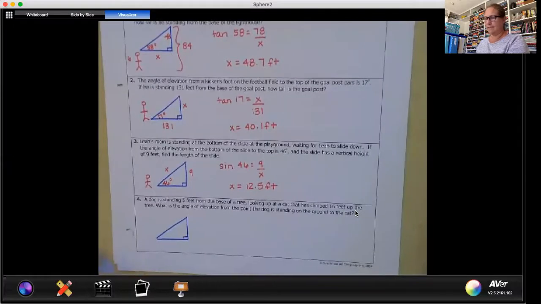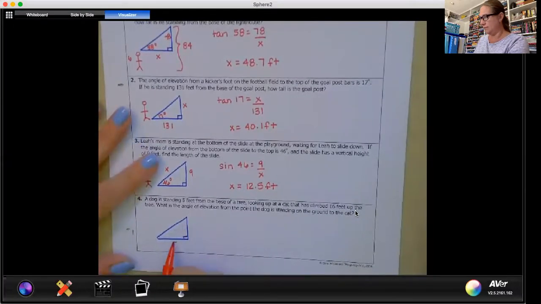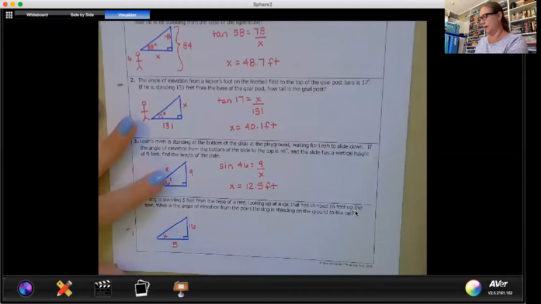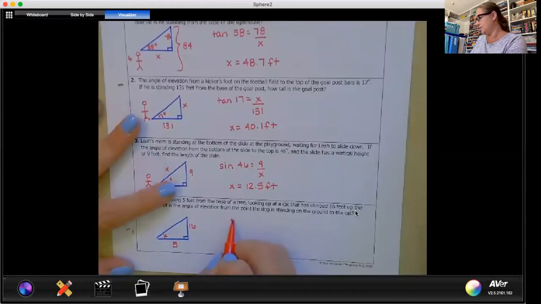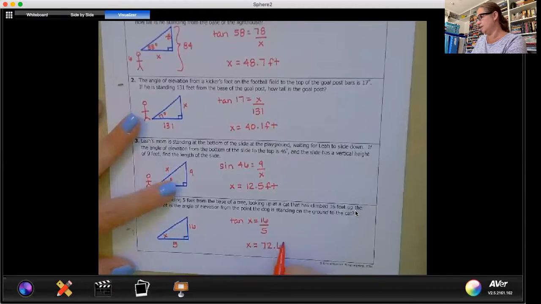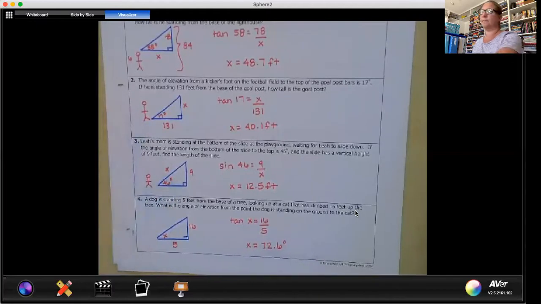A dog is standing 5 feet from the base of a tree, looking up at a cat that has climbed 16 feet up the tree. What is the angle of elevation from the point the dog is standing on the ground to the cat? So opposite and adjacent is tangent. Into your calculator, second tangent, 16 over 5, and you should get 72.6 degrees. These are going pretty quickly because, again, this is not the first time you've seen these.